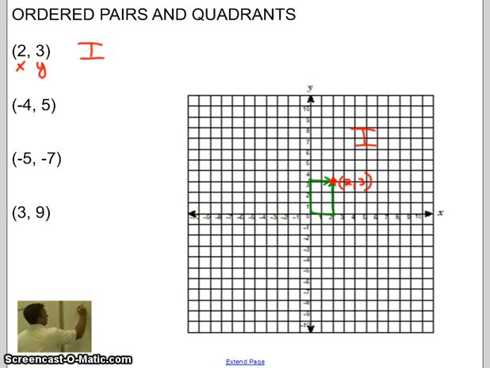Negative 4, 5. So the x coordinate is negative 4, so we're going to negative 4. And the y coordinate is 5, so we're going to go to 5, and we're going to go to where negative 4, 5 is. Right there. Negative 4, comma 5. And that's in quadrant 2.